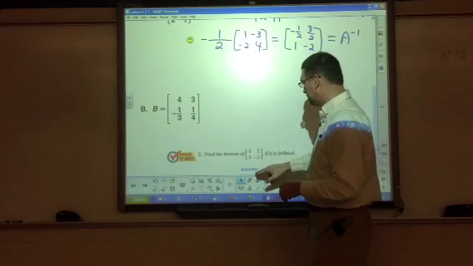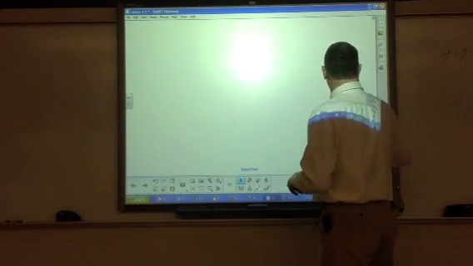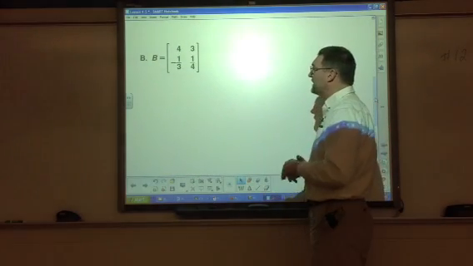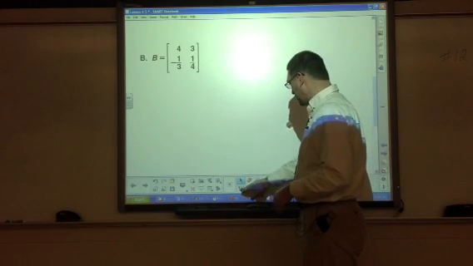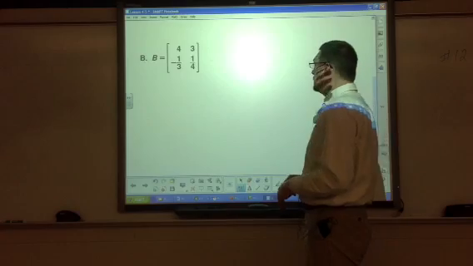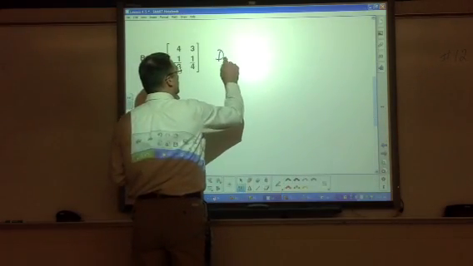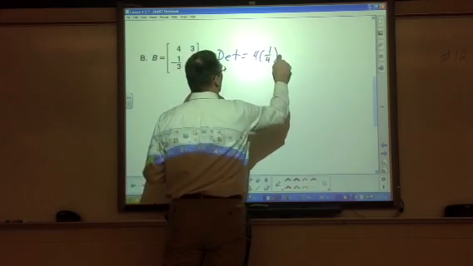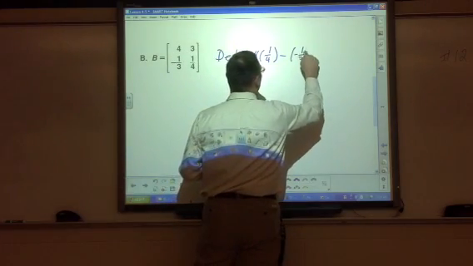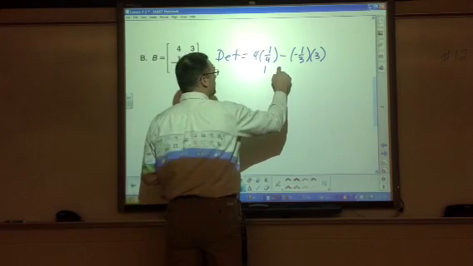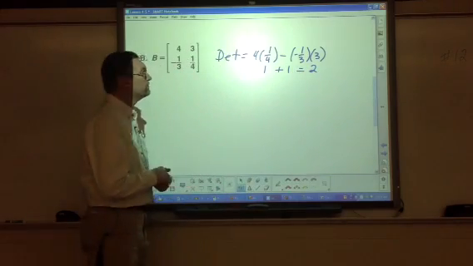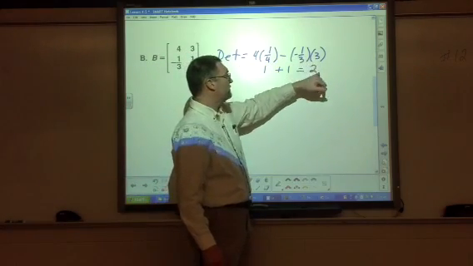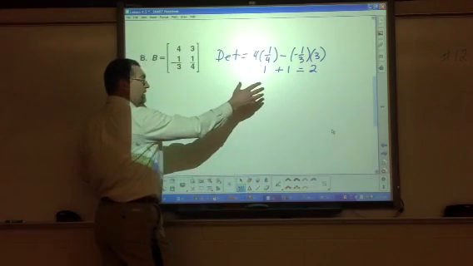Alright, so let's look at one more. Right, so we have this matrix here, 4, 3, negative 1/3, 1/4. So once again, the first thing we're going to do is we're going to find the determinant. So the determinant is equal to 4 times 1/4 minus negative 1/3 times 3. So this is 1 plus 1, which is 2. Right? 4 times 1/4 is 1. The opposite of negative 1/3 is positive 1/3 times 3 is 1 also, so we get 2. So we've got our determinant.